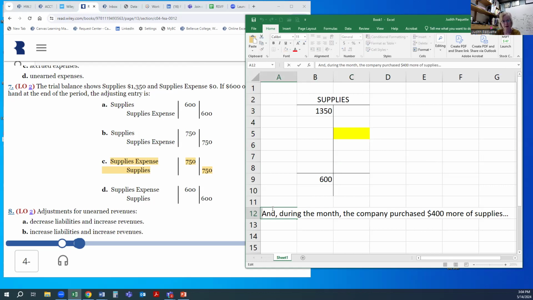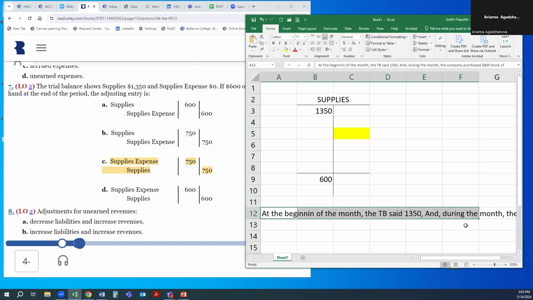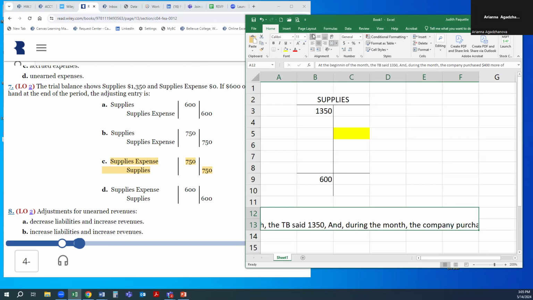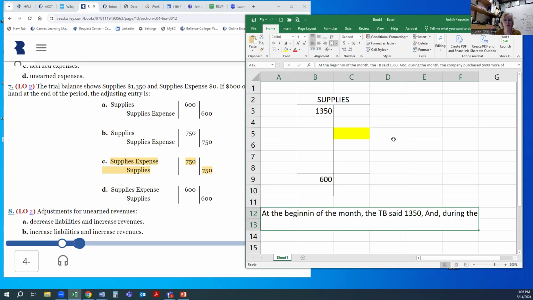Doesn't matter. Okay. At the beginning of the month, the trial balance said 1350. And during the month, the company bought 400 more of supplies. In that case, we would debit 400 and get an ending balance of 1,750. So I'm going to have you guys wrap this. Okay.